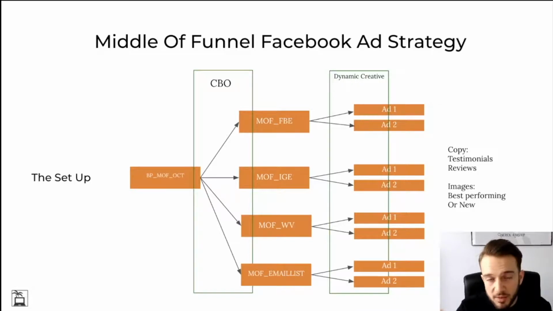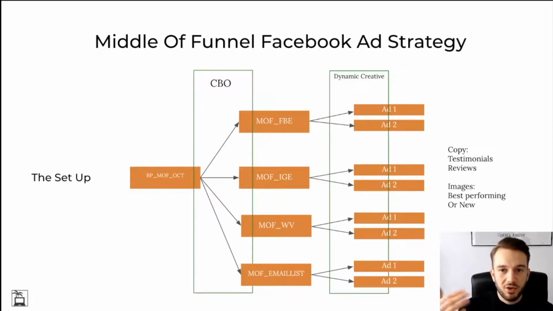Then in terms of copy, I always go for testimonials or reviews, or again, the best performing copy from your top of funnel and bottom of funnel campaigns. You can then add that as well, and just split test those 2 in a dynamic creative to see which one performs best. But the middle of funnel Facebook engagement and middle of funnel Instagram engagement, despite being 2 different ad sets in this case, the ads, so on an ad level, those are the same.